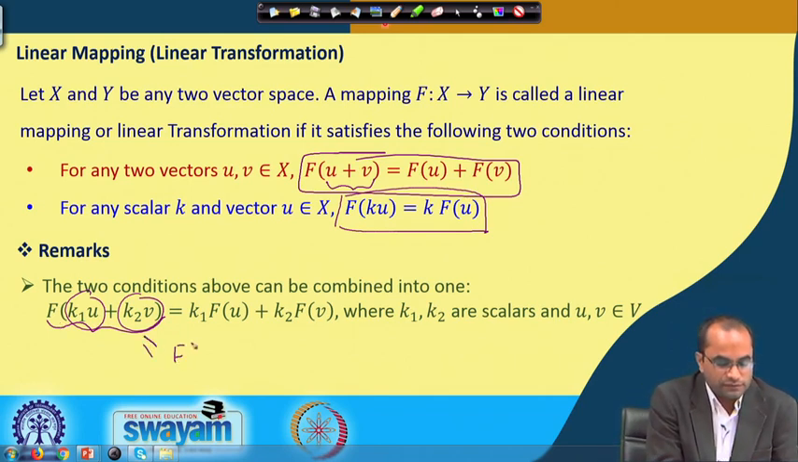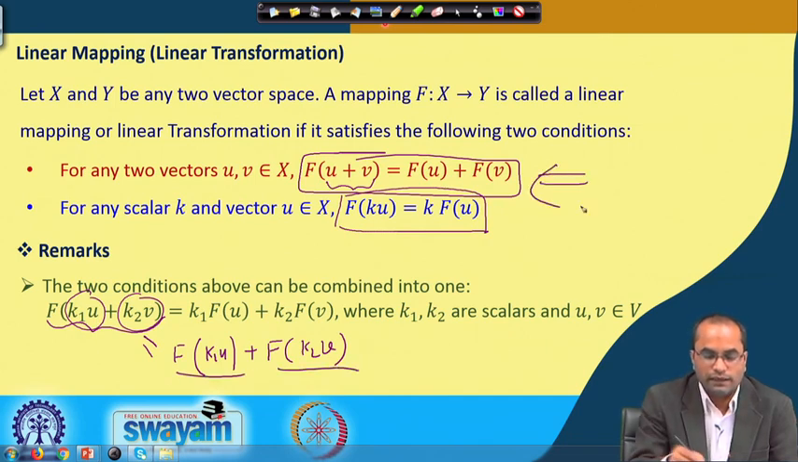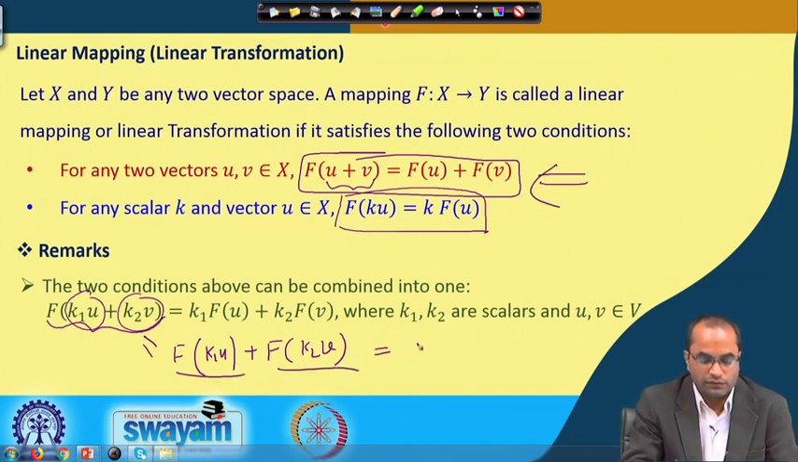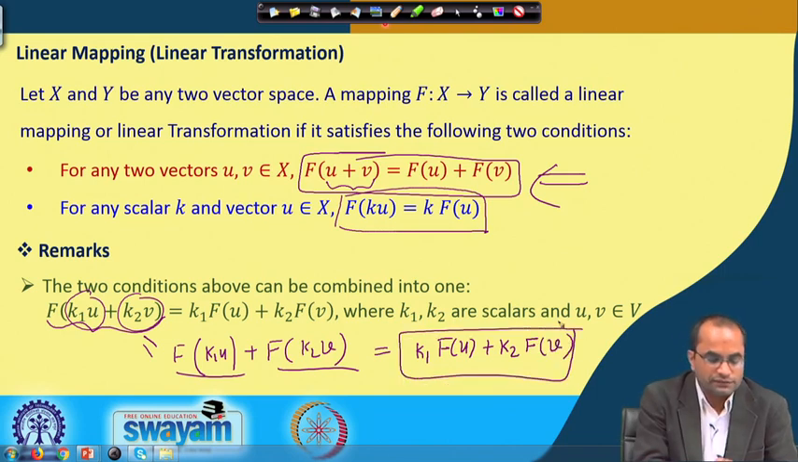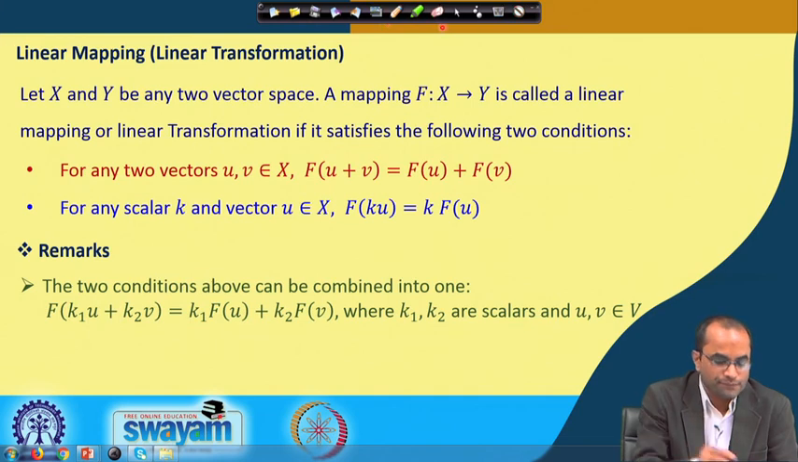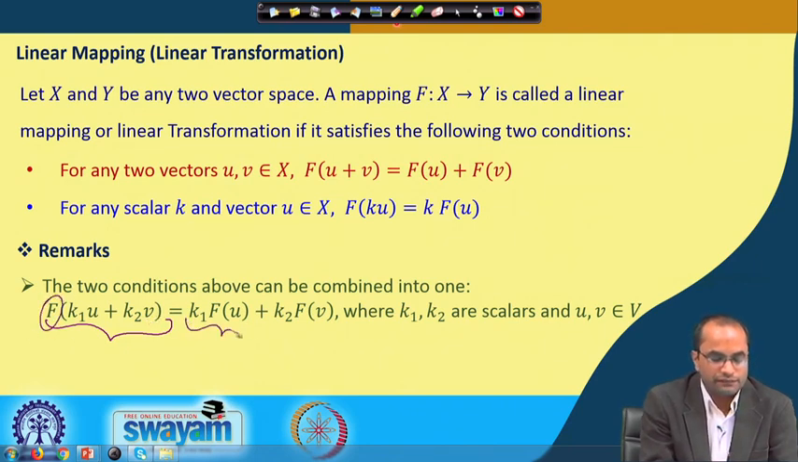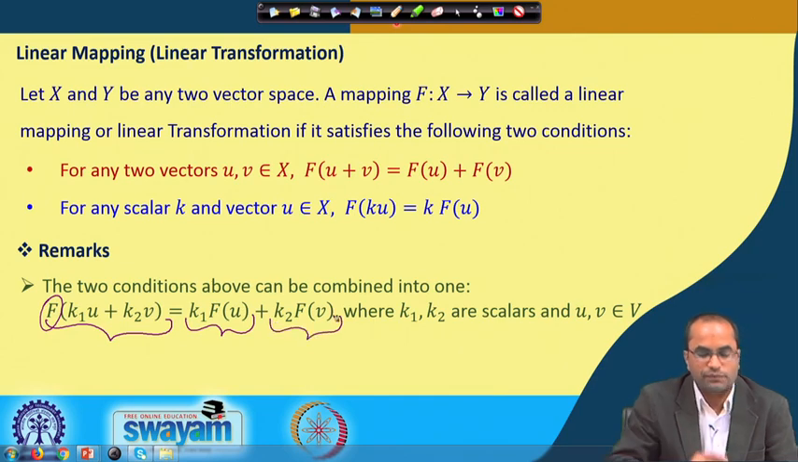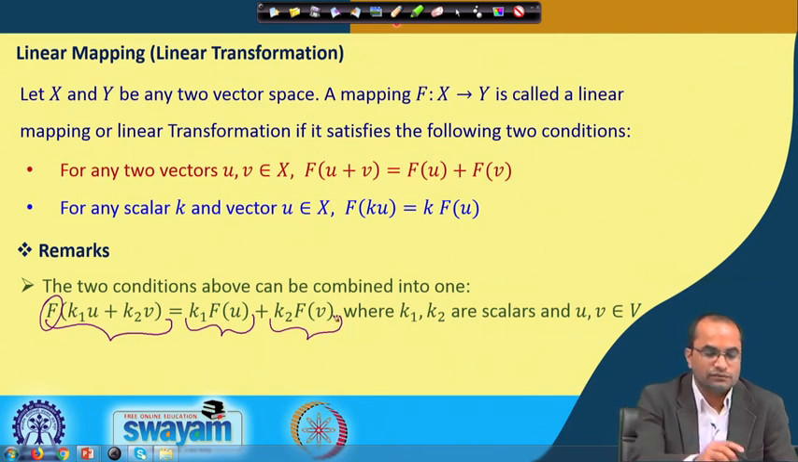So, in the first step, for example, we will think of it as k 1 u and then plus k 2 v. This is exactly condition number 1, and condition number 2 now gives that this should be equal to k 1 f u plus k 2 f v. So, both the conditions are satisfied once f applied to k 1 u plus k 2 v is equal to k 1 f u plus k 2 f v, and then we can call that the given transformation is a linear transformation.